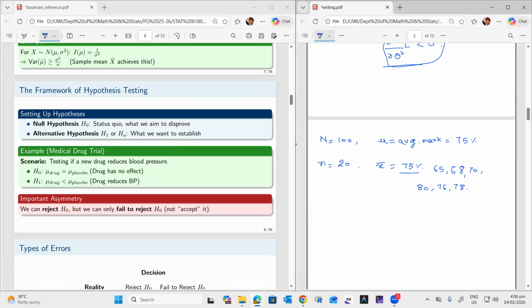And if it differs from 75%, suppose 68 or 70 or 80 or 76, like that, can you tolerate that difference from the population parameter, the average marks of 75%, or not? For that you need the testing of hypothesis, right?